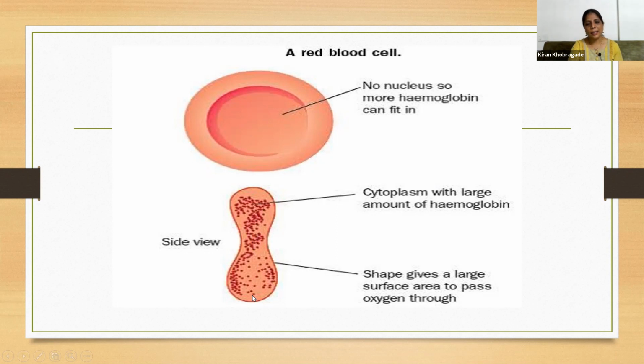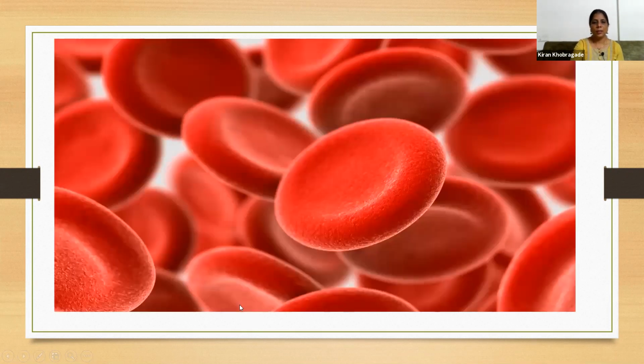Now, why is it biconcave? Why are the RBCs biconcave in shape? So that at the ends, the cytoplasm can accommodate a large amount of hemoglobin. So the larger surface area is provided at the ends. See, these are also the RBC cells, which are circular. This is the top view.